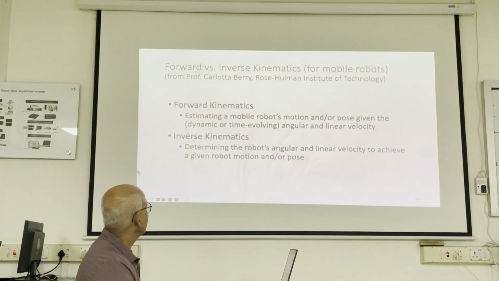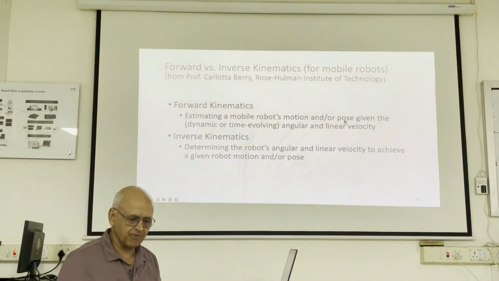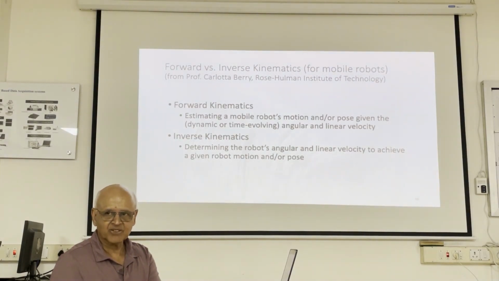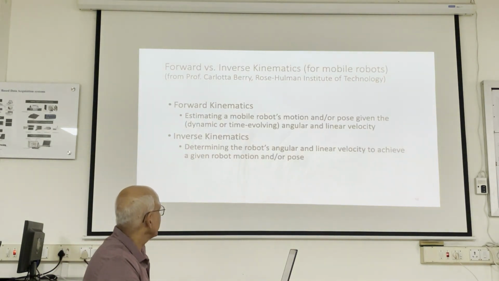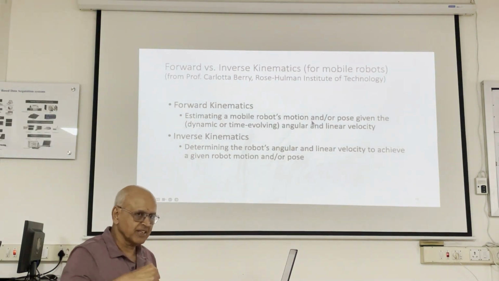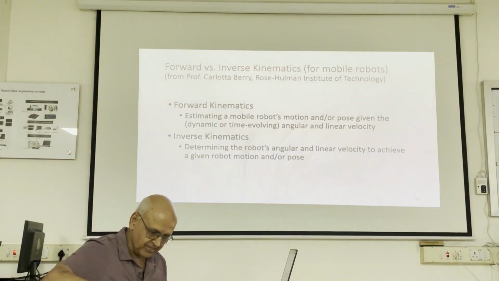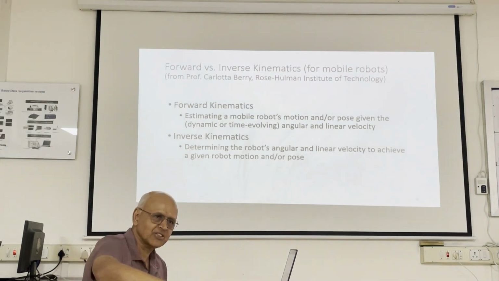The same problem is there for mobile robots also. Estimating a mobile robot's motion and or pose. You know what pose is? Pose is a short form for x, y, theta. So it's not just position, it's position and theta. So it's a short form in robotics. So estimating a mobile robot's motion, the motion is, I've got there, right? But how did I get there? Like where was the robot? Here, here, here. So imagine plotting x, y, theta along the way.